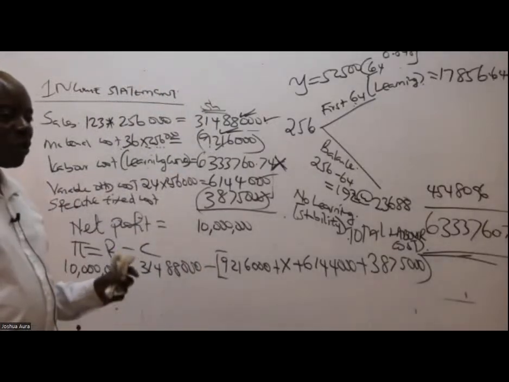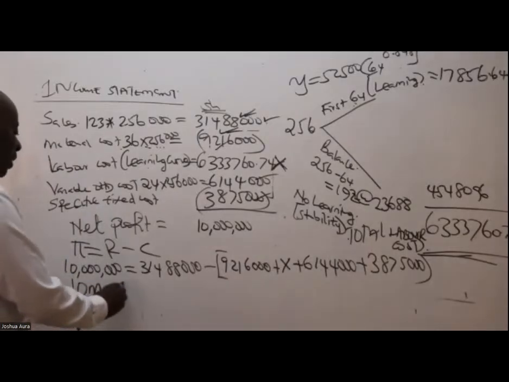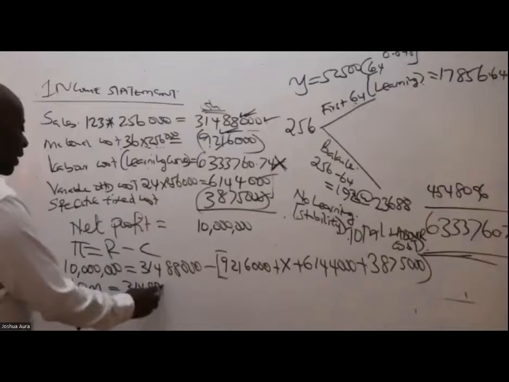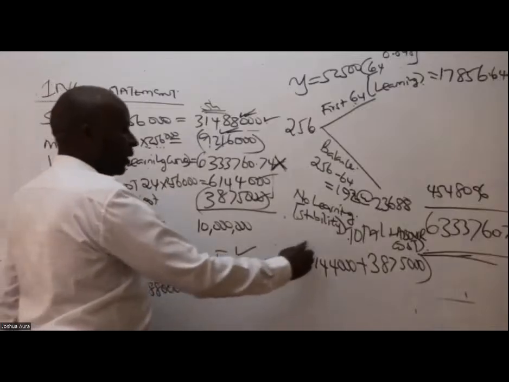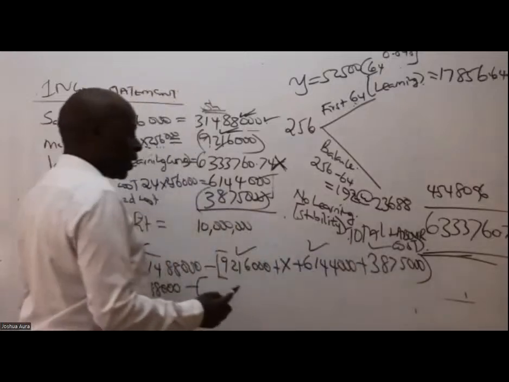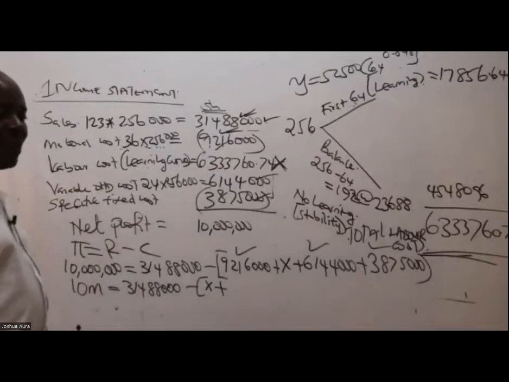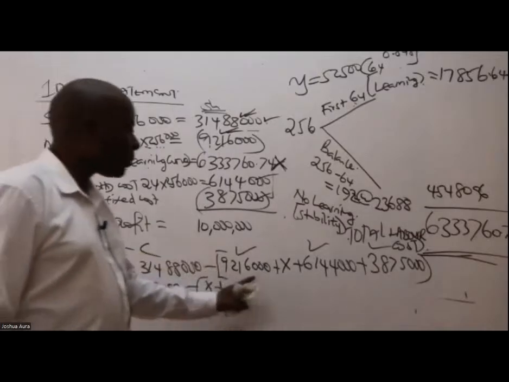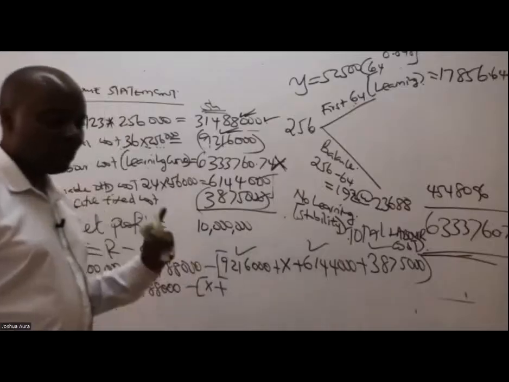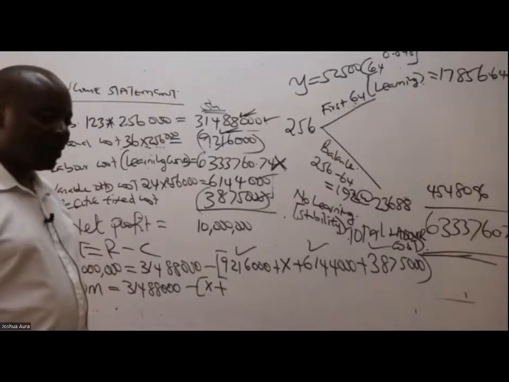So I would want you guys to do me a favor. This is 10 million equals 314,88,000 minus, could you kindly add these three? 1, 2, 3, those three figures. Please add them up for me. Those three. Even if you don't understand, first add those three. Take this plus that. Give me a figure there.